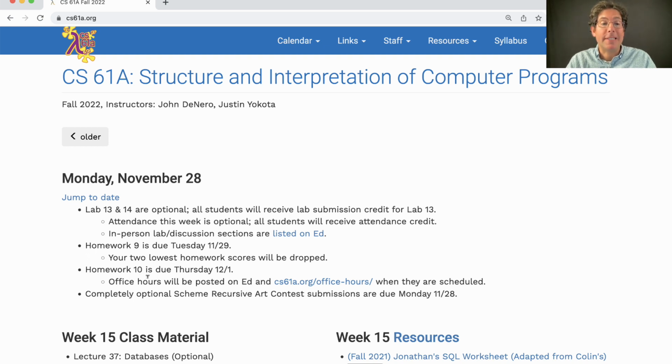Homework 10 on SQL is due Thursday. This is a great chance to learn about SQL, and we will try to provide some office hours to support you in completing this homework assignment. Although they are not scheduled yet, they will be scheduled, and when they are, I'll post on ed and also update the office hours calendar.